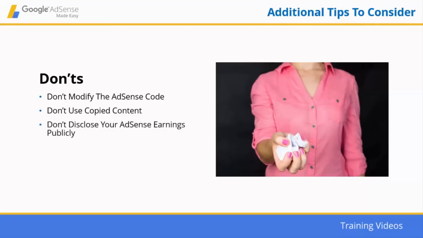Don't disclose your AdSense earnings publicly. It is strictly forbidden by Google to disclose your AdSense earnings to third parties, so make sure you don't brag or write about them. Don't run ads from unreliable pop-under networks.